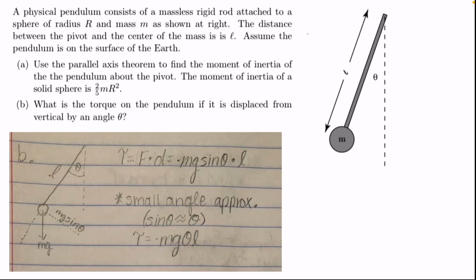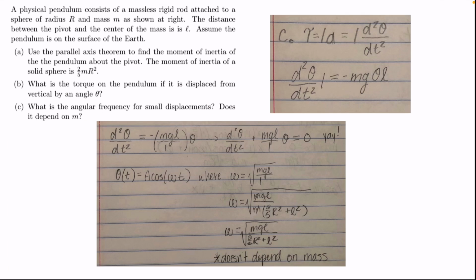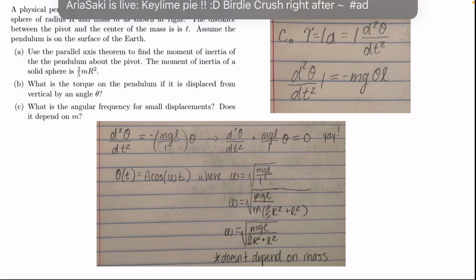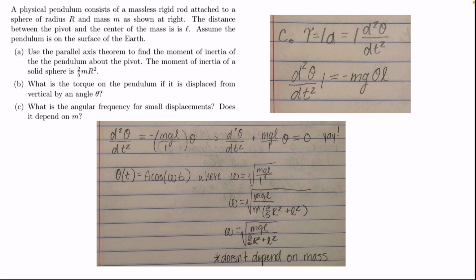And then I went ahead and showed how you can simplify this, which will help us in part C, using the small angle approximation, which basically assumes that if that angle stays small enough, sine theta is approximately theta. And so at that point we can say that torque is just mg times theta times L. So moving on. Part C asks what's the angular frequency for small displacements. Does it depend on m?